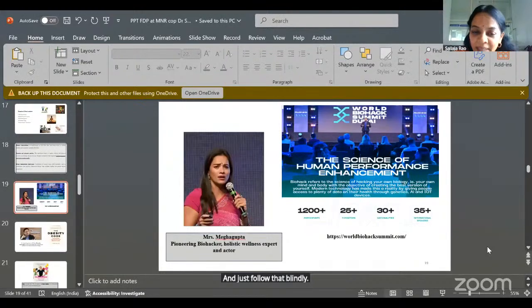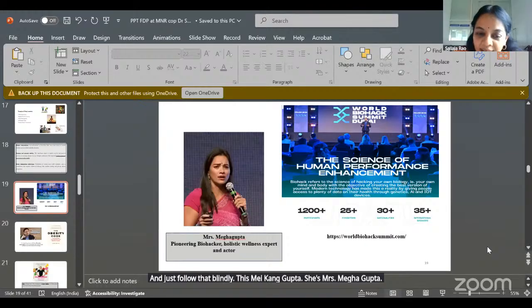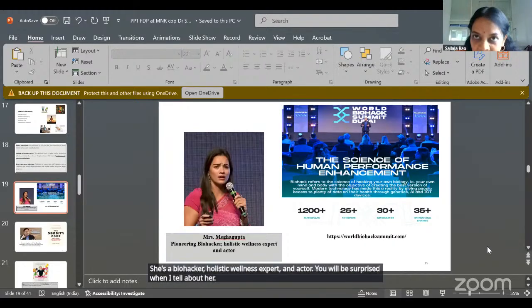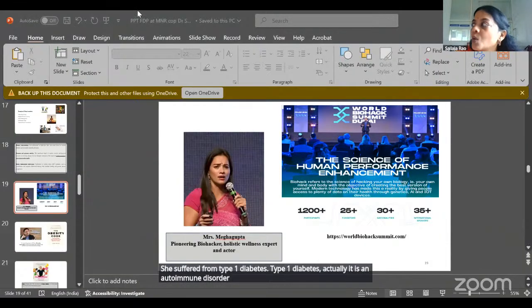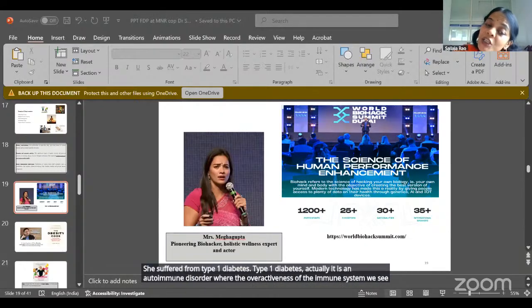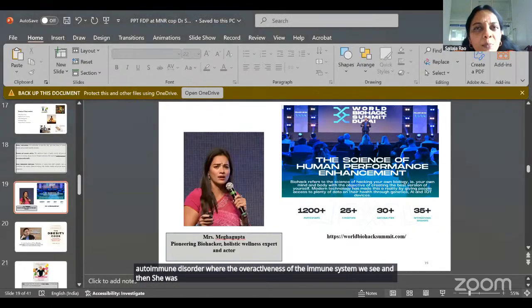This is Megha Gupta, Mrs. Megha Gupta. She's a biohacker, holistic wellness expert, and actor. You will be surprised when I tell you about her. She's a 33-year-old lady. She suffered from type 1 diabetes. Type 1 diabetes is actually an autoimmune disorder where we see overactiveness of the immune system. And then she was diagnosed with type 1 diabetes at the age of 33.